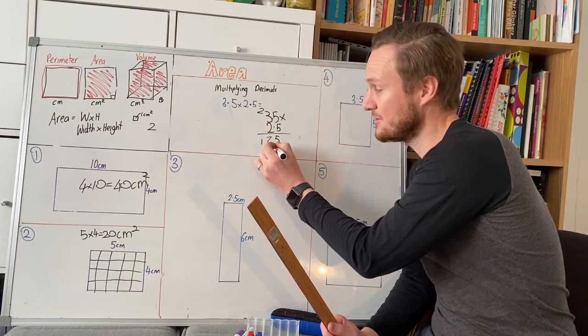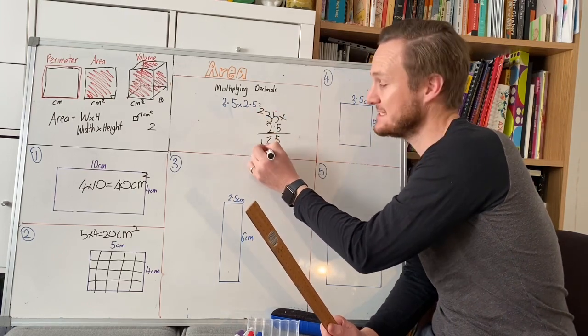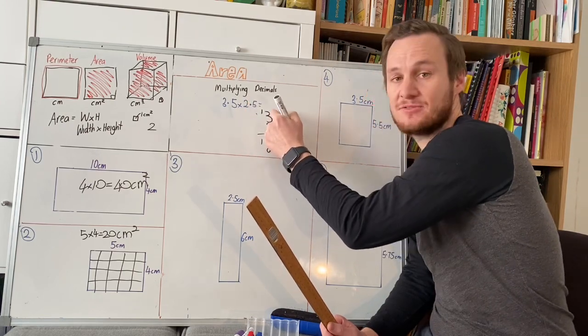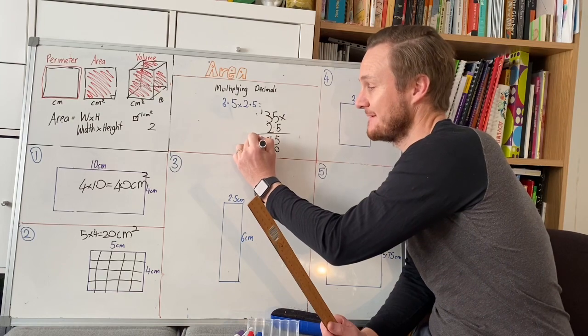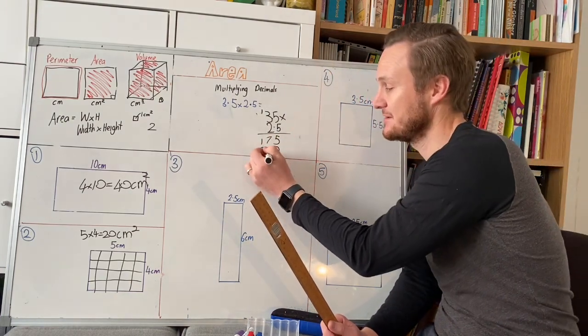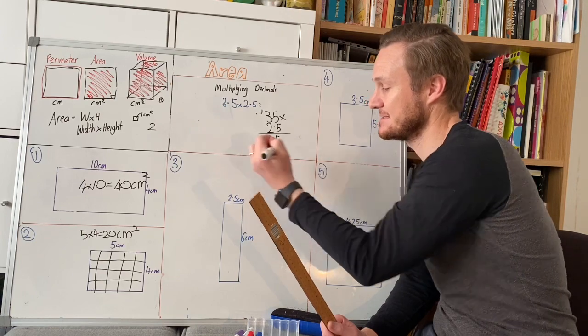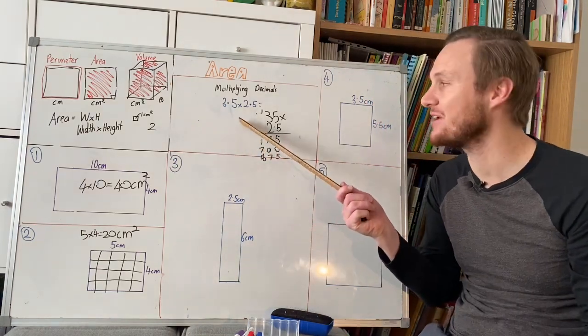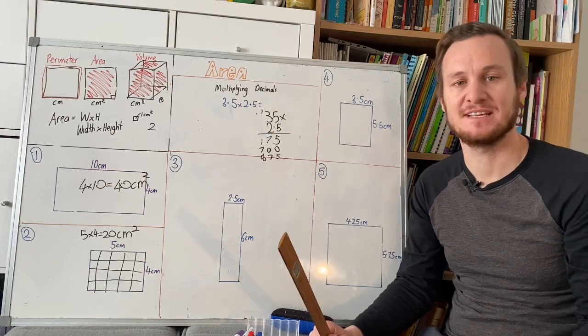Second row, I put the 0 here. 2 times 5 is 10. 2 times 3 is 6, plus that is 7. Then you add down, which is 5, 7, 8. But we're not finished there because there's no way 2.5 times 3.5 is 878.